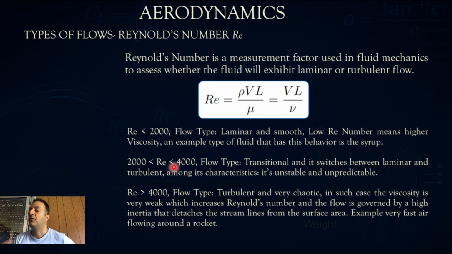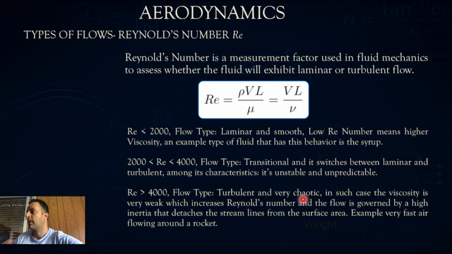For a Reynolds number between 2000 and 4000, the flow type is transitional, and it switches between laminar and turbulent. So it's unstable and unpredictable in such case. For a Reynolds number greater than 4000, the flow becomes more turbulent. That's when we start seeing the detachment of the boundary layer from the surface, or the layer of the fluid that is around the surface curvature. It exhibits a more turbulent and chaotic flow.